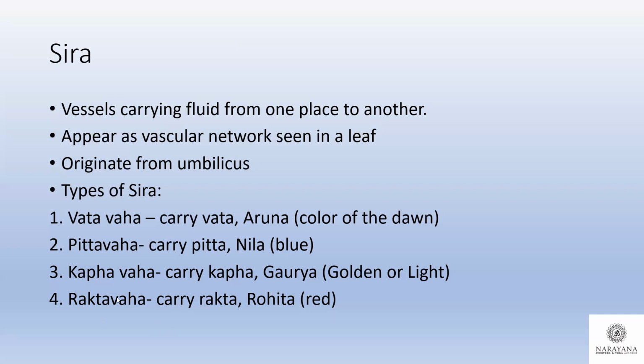Typically we think of three doshas: vata, pitta, kapha. But Sushruta believed there were four doshas: vata, pitta, kapha, and rakta. So he thought of rakta also as a dosha. That's where this probably is coming from. I don't know, but I'm guessing that's where this is coming from.